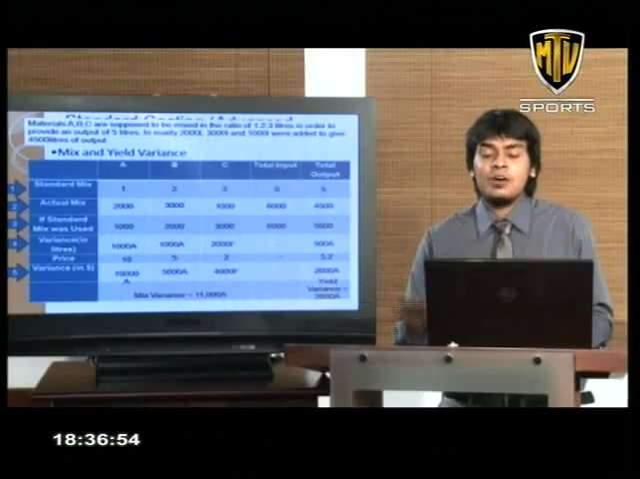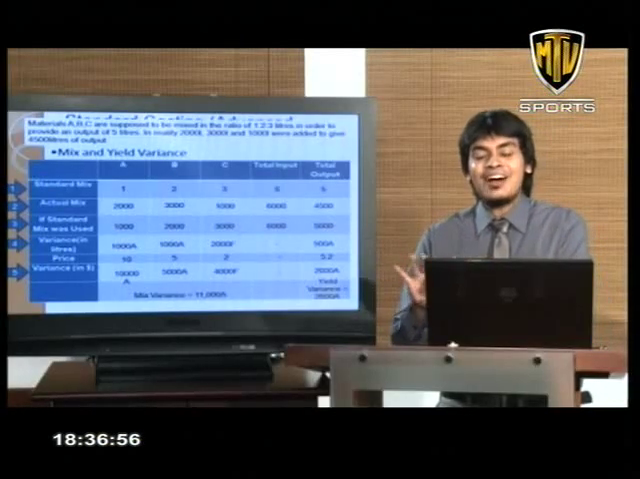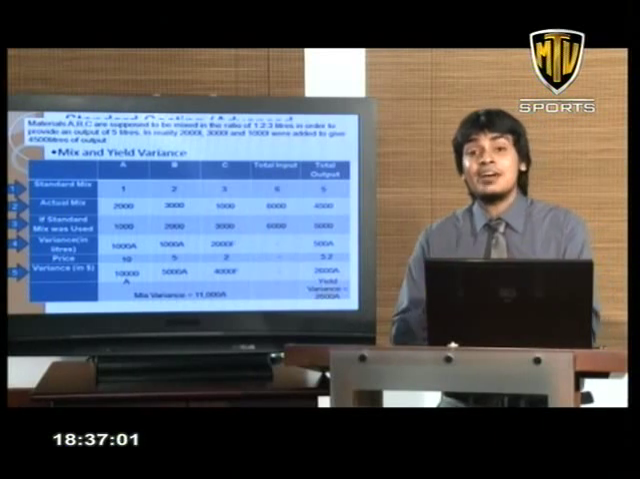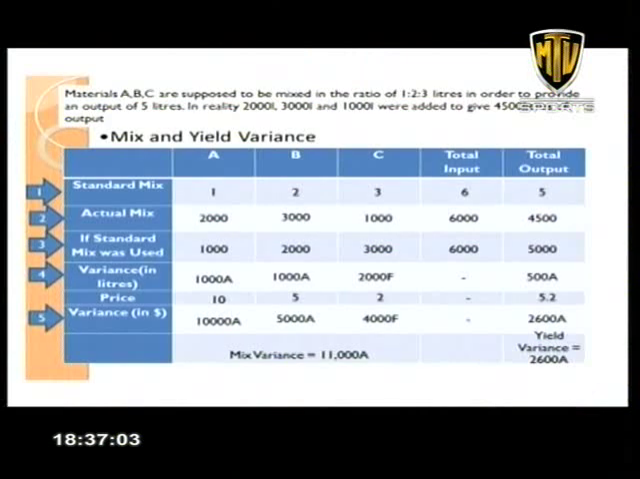But moving on to the output side. The interpretation of the output side should be slightly different. You were supposed to get 5000 liters, but you have actually got less output. You were supposed to get 5000 liters, but you have actually ended up getting only 4500.